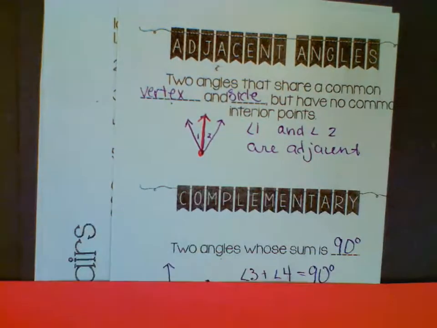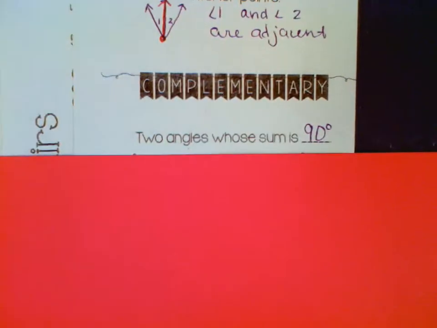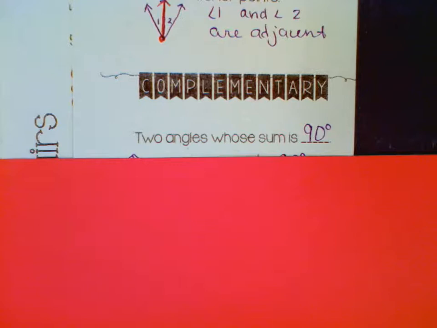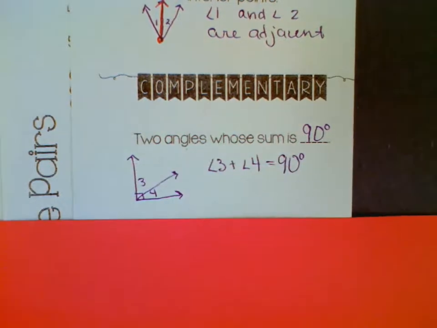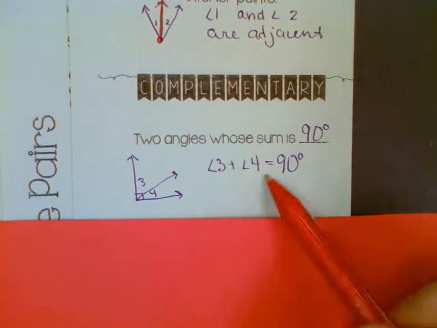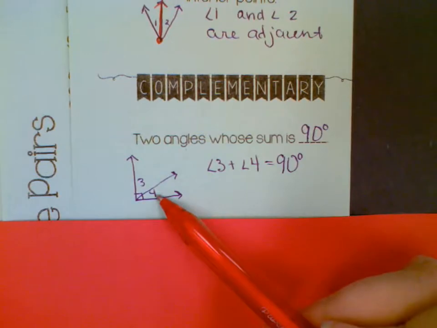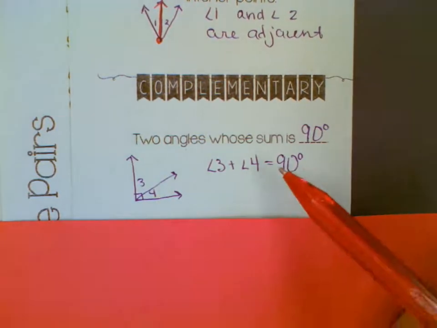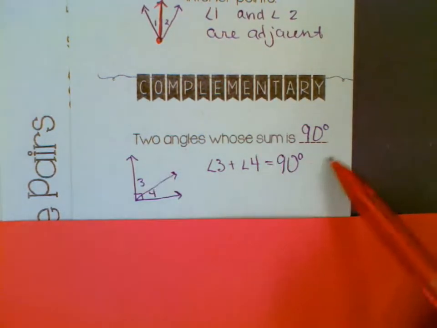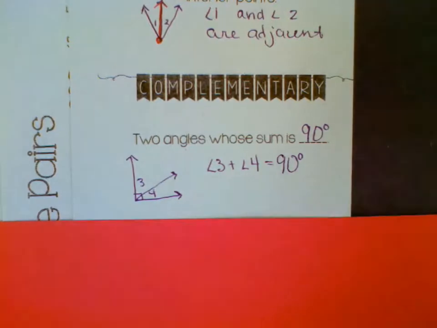Okay, so our next word is complementary, and that's two angles whose sum is 90 degrees. So this one might be one of the ones that we already know. So they add together to equal 90. So angle 3 and angle 4 equal 90. Oh, and by the way, you should be drawing this picture and writing this down, please.